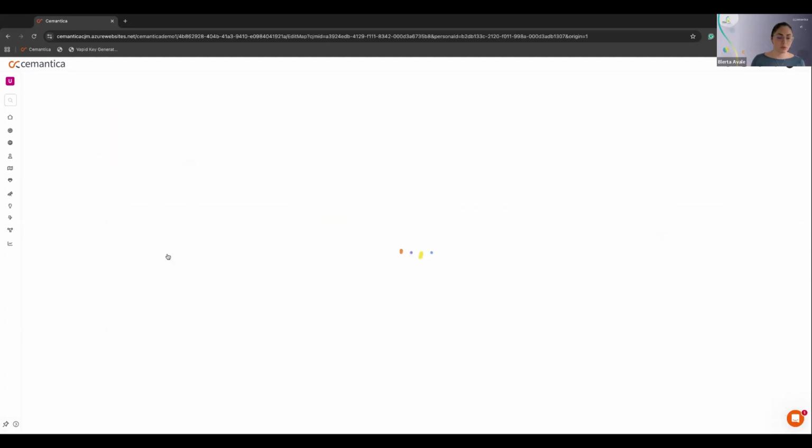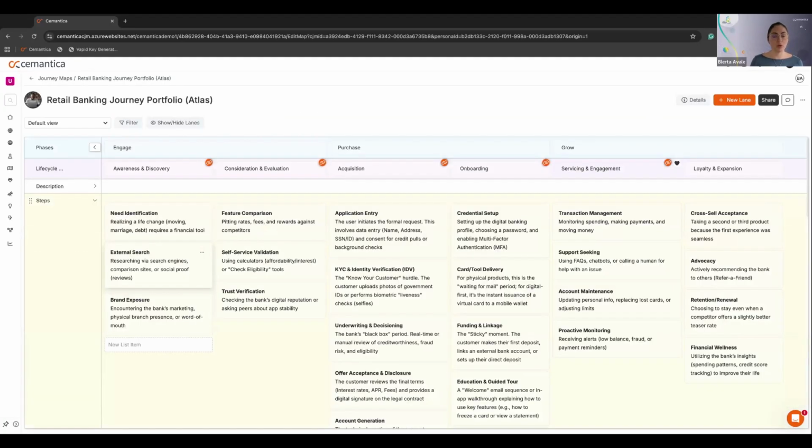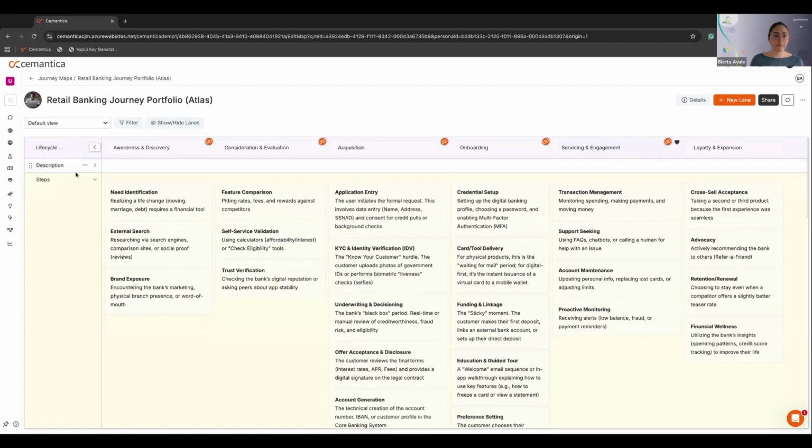So let's go into one portfolio here so you can have a better view. This is retail banking journey portfolio. This is how it looks in Cemantica on the platform. And here at the top, we have the phases. So we have engage, purchase, grow. You can show this, or if you want to minimize it, you can. Then underneath we have the life cycle stages, and we have our awareness and discovery, consideration, evaluation, acquisition, onboarding, servicing and engagement, loyalty and expansion. So this is the entire life cycle here.